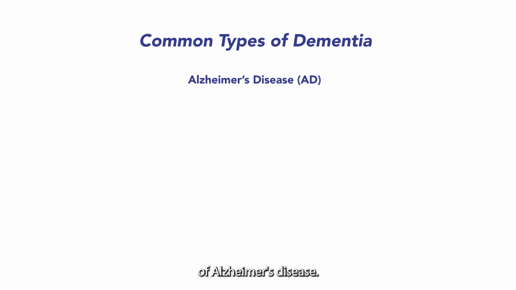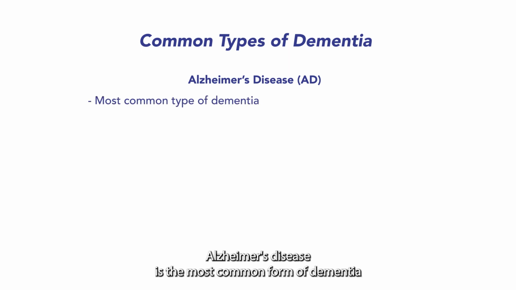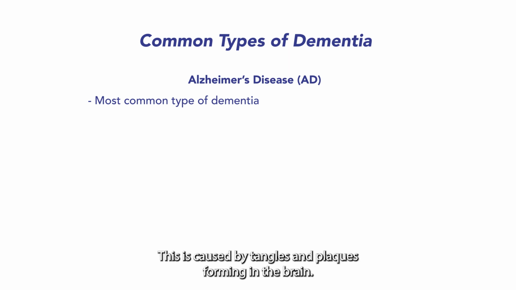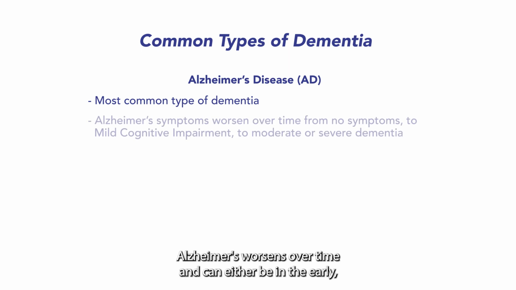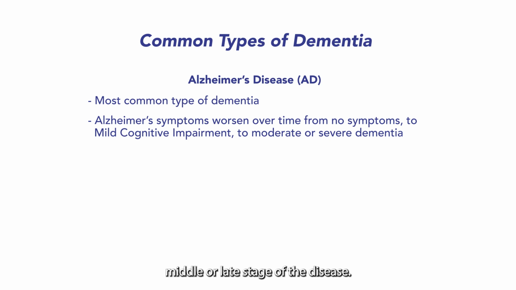Alzheimer's disease. Alzheimer's disease is the most common form of dementia that affects memory, thinking, and behavior. This is caused by tangles and plaques forming in the brain. Patients under 65 years of age with Alzheimer's are said to have early onset Alzheimer's disease. For all patients, Alzheimer's worsens over time and can either be in the early, middle, or late stage of the disease. It progresses from no symptoms to mild cognitive impairment, or MCI, then to mild, moderate, or severe dementia.